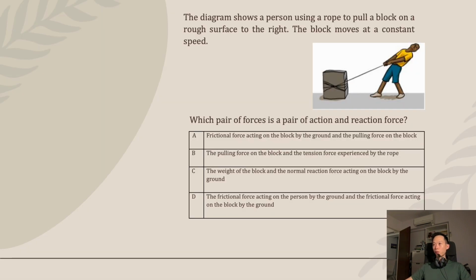Alright, so here we have a typical question. A diagram shows a person using a rope to pull a block on a rough surface to the right. The block moves at constant speed. Which pair of forces is a pair of action and reaction forces?